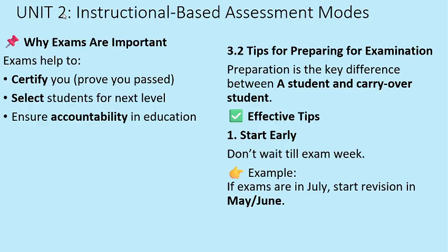If you want to be an A student, an excellent student, you need to start early. An example is, if exams are in July, start revision in May, June. Now that you are aware that our exam is in June, how do we start? This is May, the 1st of May.